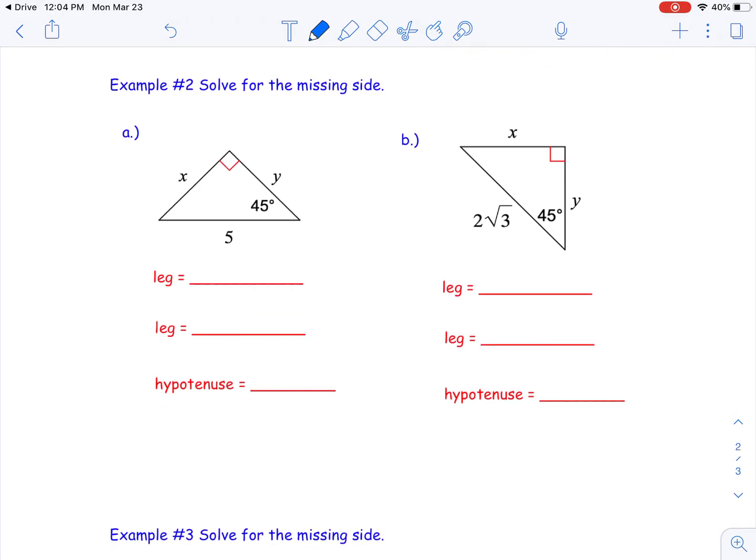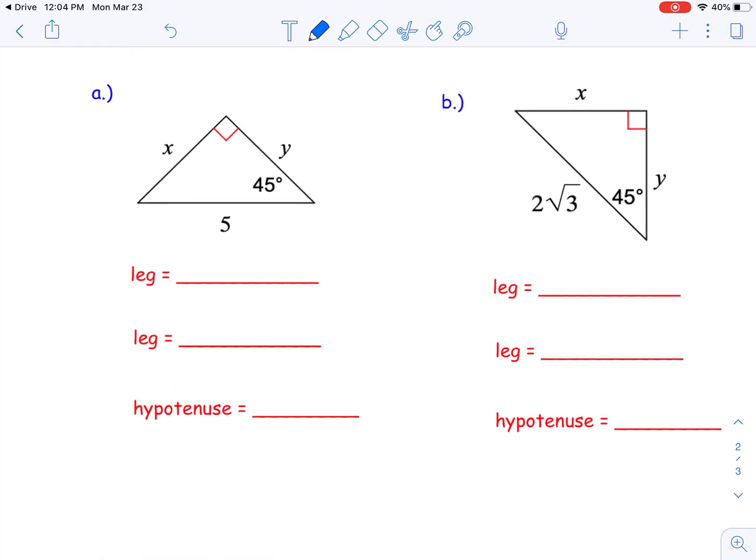These are a little bit more difficult because we have to deal with rationalizing our denominator, meaning that we can't have a radical in the denominator. And you'll see what I mean here. So first we want to look at what do we know? We know the hypotenuse. That's equal to 5. And we're looking for the 2 legs. So if we're looking for the legs, we need to find A.